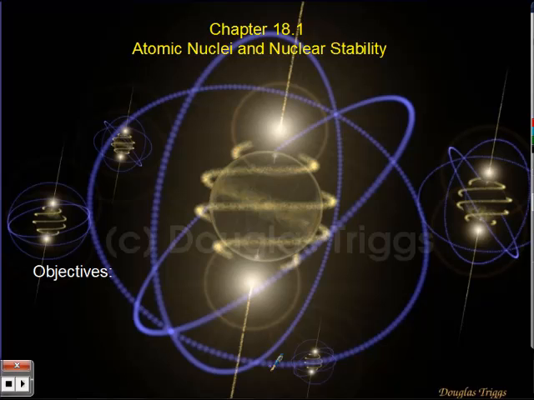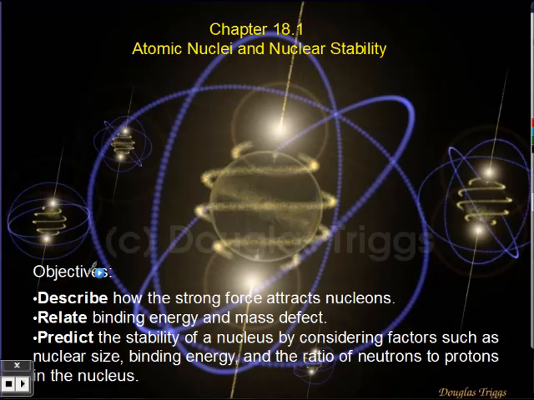Welcome to Chapter 18. We're going to start talking about atomic nuclei and nuclear stability. We're going to talk about first describing what the strong force is and how it interacts with the nucleus. We're going to relate binding energy and nuclear mass defect, and we'll learn how to predict the stability of a nucleus to find out when something might be radioactive and when it would be stable.